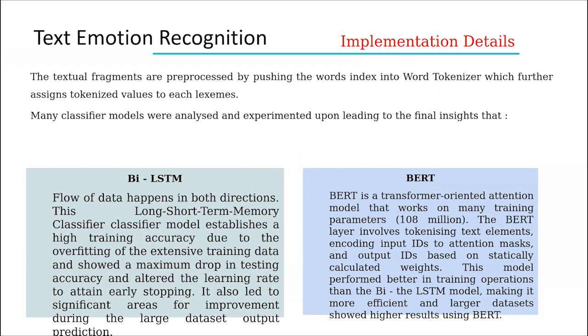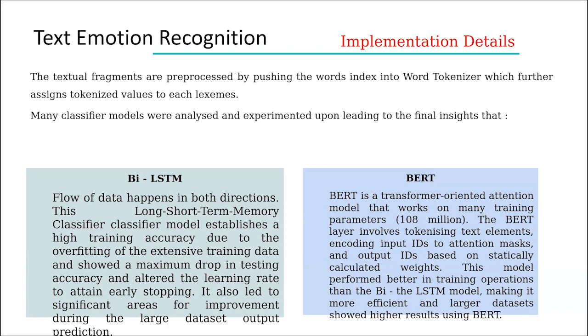So this was the pre-processing technique where we use a tokenizer for each input text, which gives the tokenized values for each lexeme. The first model was the BiLSTM model. In the BiLSTM model, the data flow happens in both directions. This had a high training accuracy, but resulted in a poor testing accuracy because of the overfitting of the data. Also, the large dataset size was another factor which resulted in not getting a good accuracy rate.